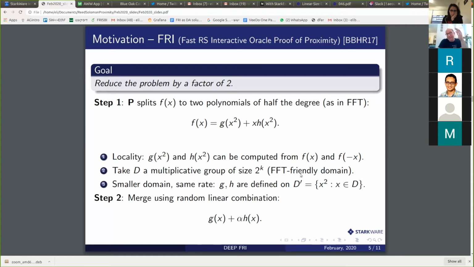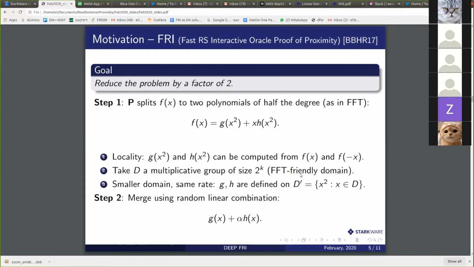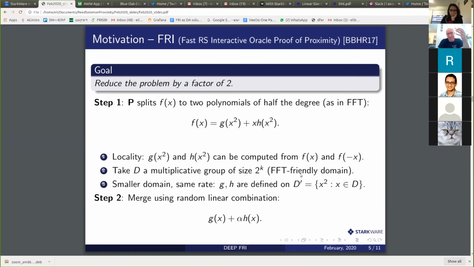Now, the nice thing is that after all these USB sticks have been collected, what the verifier can do, and that's the query phase, is pick some random x naught, read from the first USB stick the entry at x naught and minus x naught, take the alpha, the relevant linear combination of them, and then check whether it equals the second function at the point x naught squared, which appears. Does this make sense?